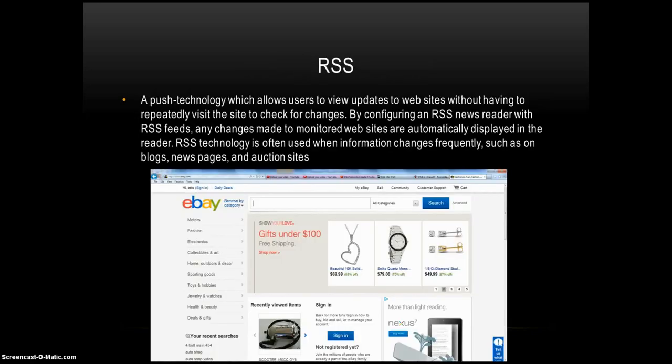RSS. A push technology which allows users to view updates to websites without having to repeatedly visit the site to check for changes. By configuring an RSS news reader with RSS feeds, any changes made to monitored websites are automatically displayed in the reader. RSS technology is often used when information changes frequently, such as on blogs, news pages, and auction sites. Here we have eBay, which uses RSS technology.